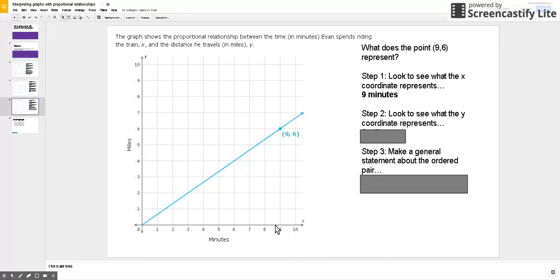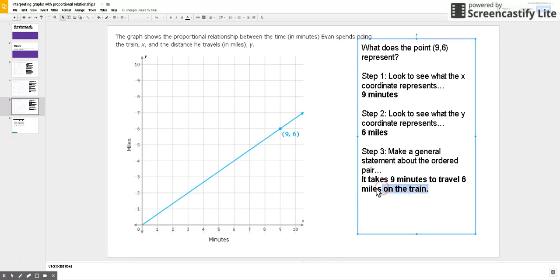Then we want to see what our y-coordinate represents. If we go up for our y-coordinate, we're going up 6, so that represents 6 miles. Now we want to make a general statement about the ordered pair. So it takes 9 minutes to travel 6 miles on the train. You could say something like that. You could also say in 9 minutes you would have traveled 6 miles on the train.